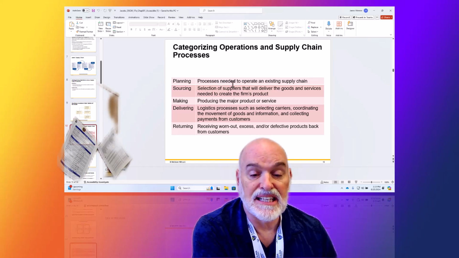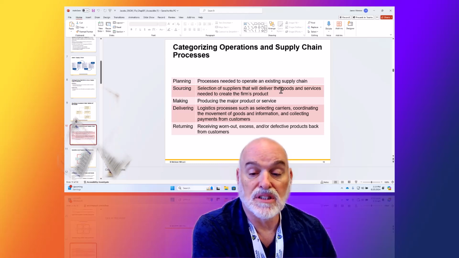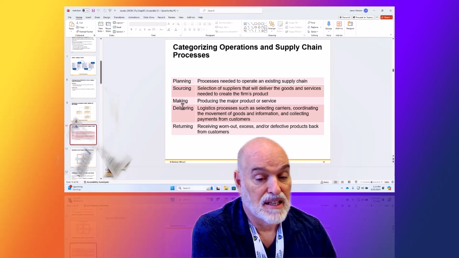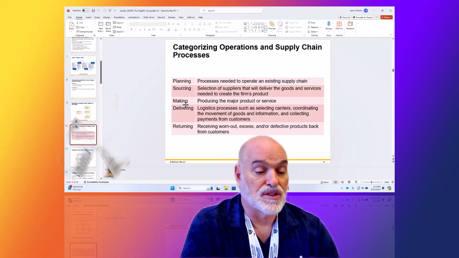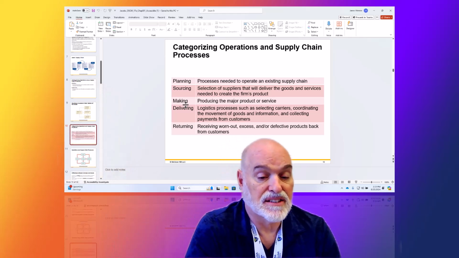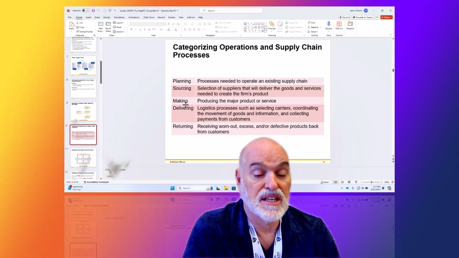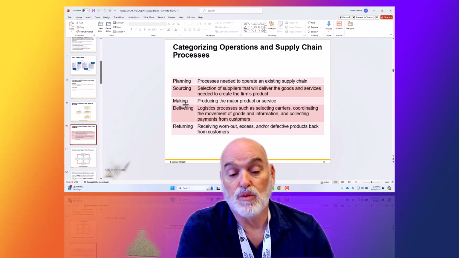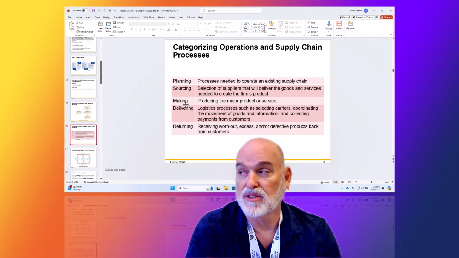Planning, the processes needed to operate an existing supply chain. Sourcing, very important, selection of suppliers that will deliver the goods and services needed to create the firm's product. And also making, producing the major product or service, and delivering, the logistics process such as selecting carriers, coordinating the movement of goods and information, and collecting payments from customers.